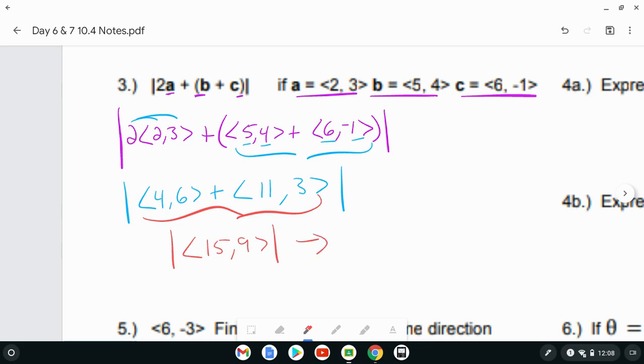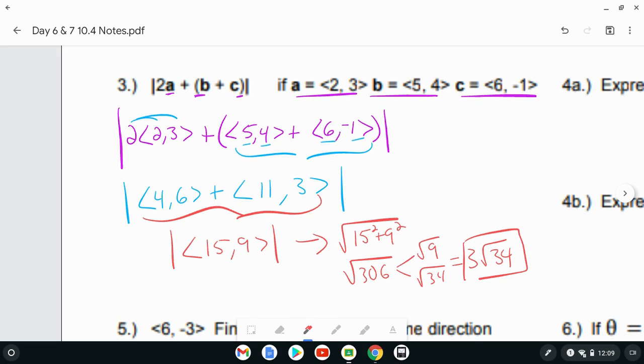Now, since we're finding the magnitude of this one vector, we can apply the formula 15 squared plus 9 squared. You end up with the square root of 306. Let's reduce our radical to square root of 9 times square root of 34. You end up with 3 root 34.